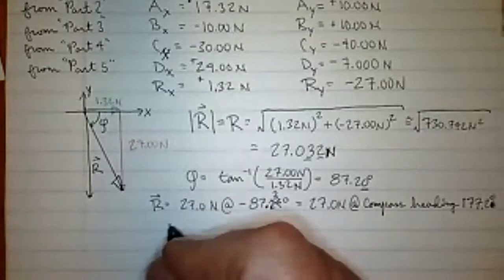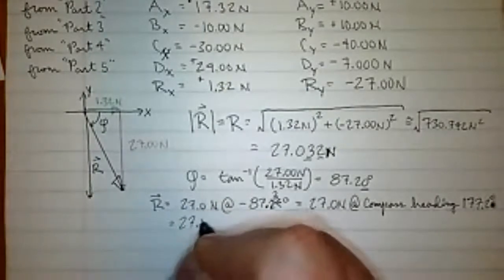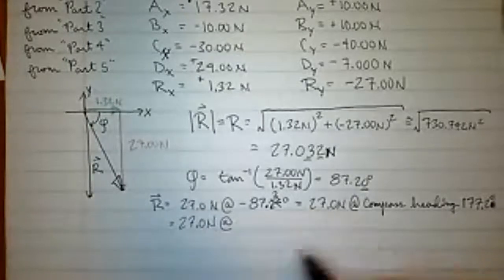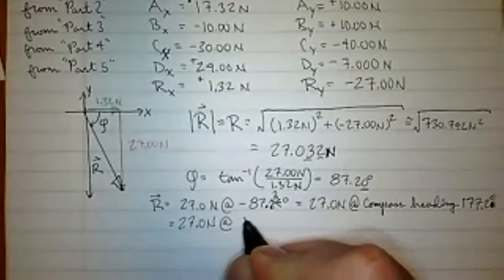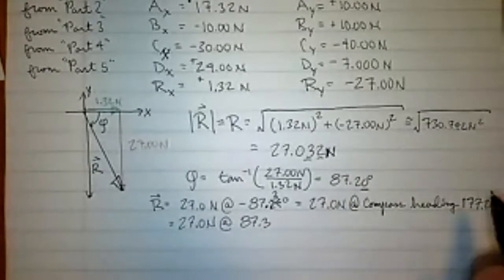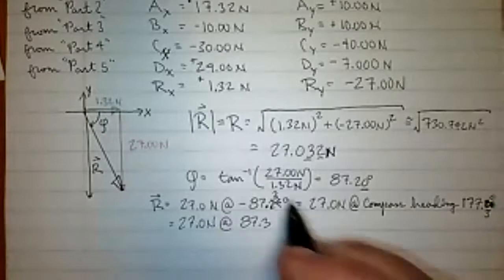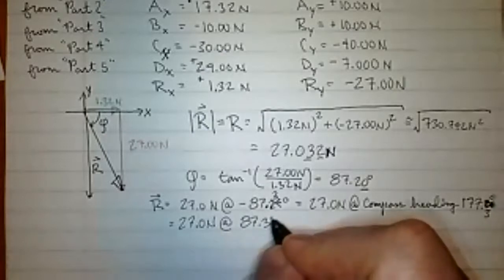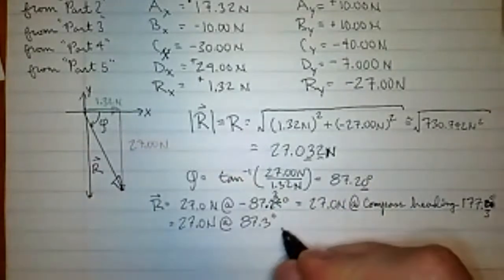Another way I could say it is it would be 27.0 newtons at, let's say, 87.3 degrees. And that was supposed to be 3.2. Sorry about that. So technically, this should be 177.3. Sorry about that. So that's 87.3, but that is actually measured south of east.